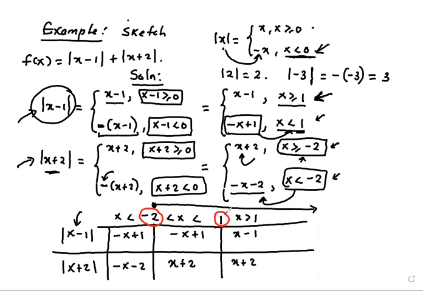You go to the first function, the modulus of x minus 1. How is it defined? It is defined as x minus 1 if x is bigger than 1. Now, is -2 bigger than 1? -2 is less than 1. So for the function modulus of x minus 1, we are talking about the interval where x is less than 1. So we'll pick the negative x plus 1 in the interval which is less than -2.